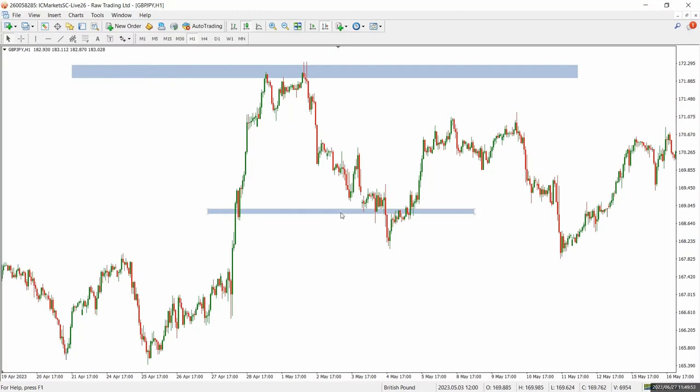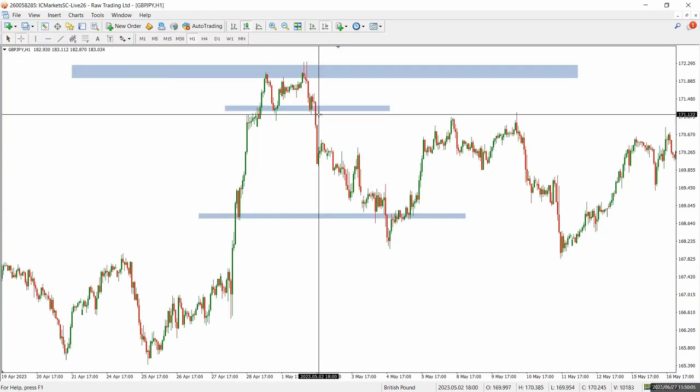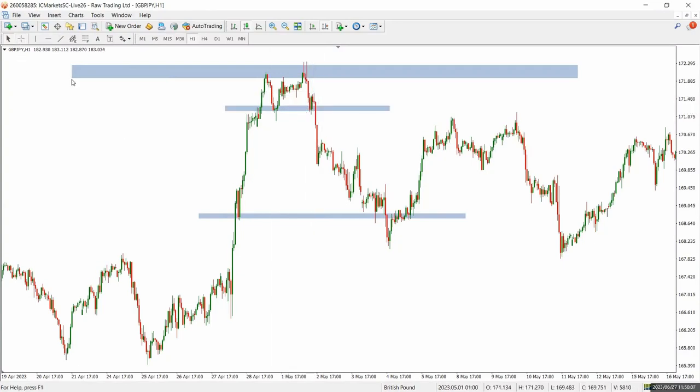Okay. So what did I do? I waited for the break of structure. Now look at the fractals of that structure right there. So what happened? I remember I had my sell stop right here. After this rejection, I had my sell stop right here, and I got in right back here.